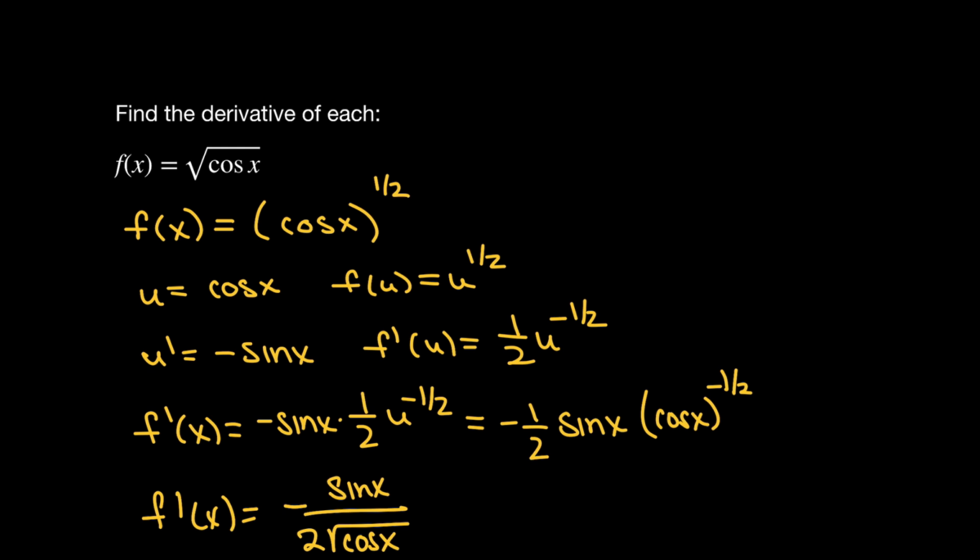And then finally, I'll clean up that answer a little bit. Cosine to the negative 1/2, I can bring that to the bottom. So I just put it next to that 2 in the 1/2. And cosine to the 1/2 becomes a square root of cosine x. So we could write this answer as negative 1 sine x divided by 2 square root of cosine x.